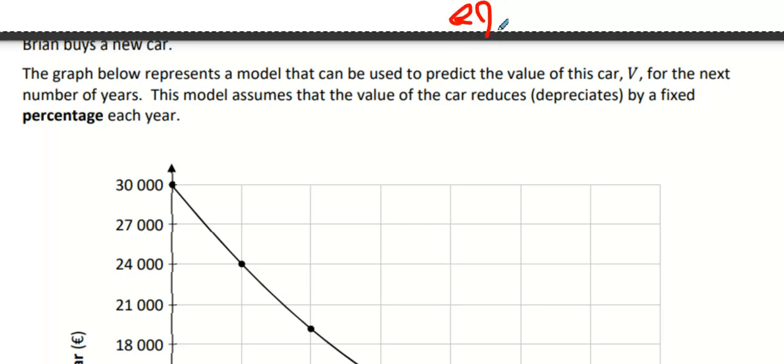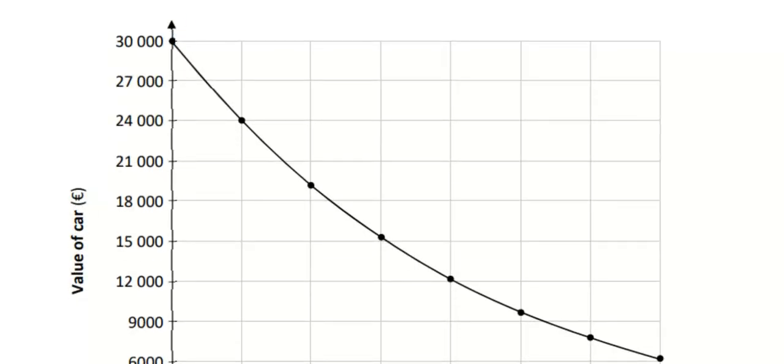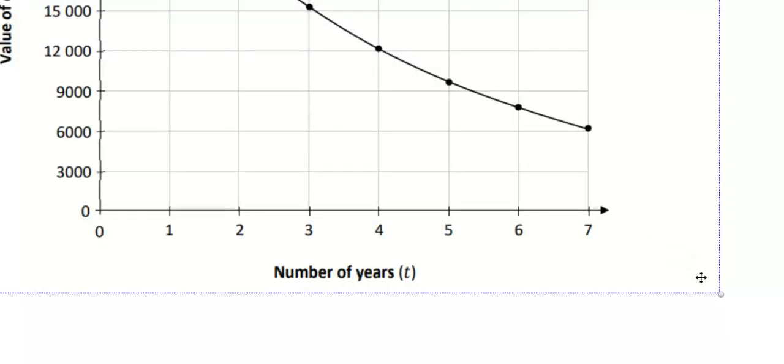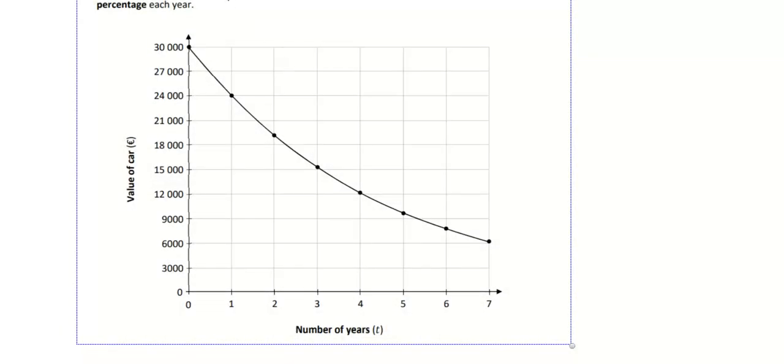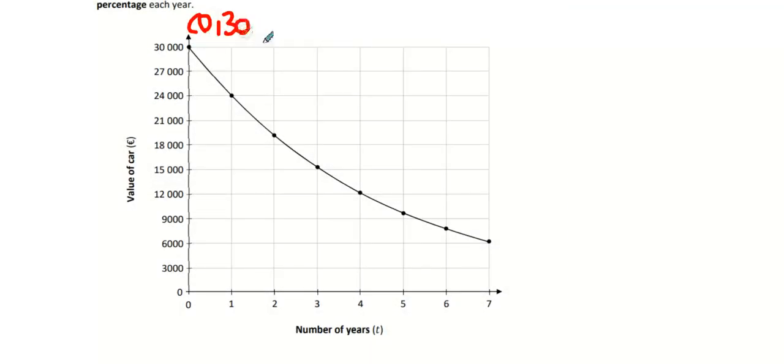Question 9. The graph represents a model that can be used to predict a car's value, and the car depreciates a fixed percentage each year. So, how much was the car when it was new, lads? How much was the car when it was brand new? How do you know it's 30,000? Yeah. So yeah, it's zero years and it's 30 grand. Everybody cool with that? And then the first year it loses 6,000 euros worth of its amount. Does everybody see that? 6,000 euros worth. And then after that, I don't know what that is, but after 3 years, it's 15,000, is it? Or just above 15,000?